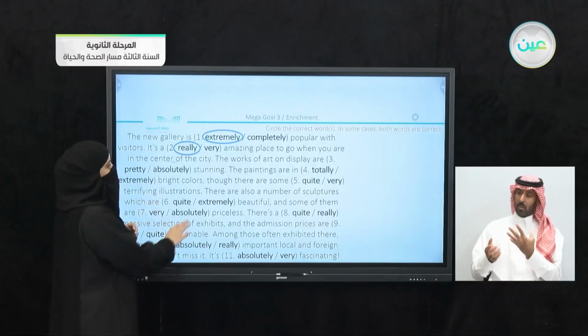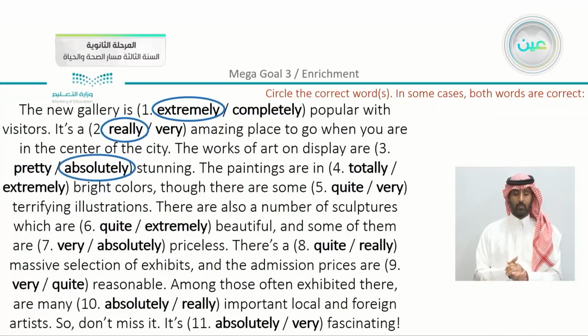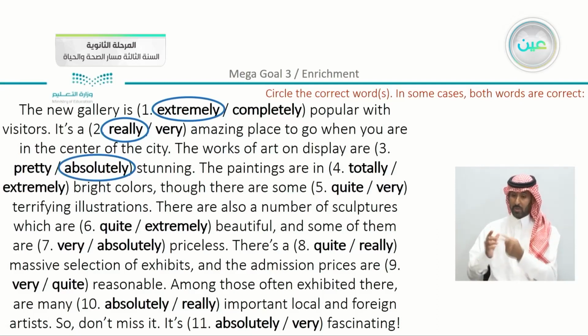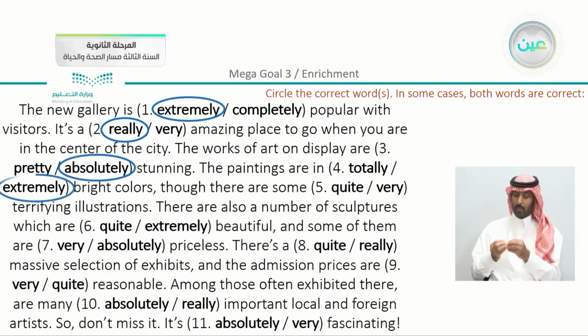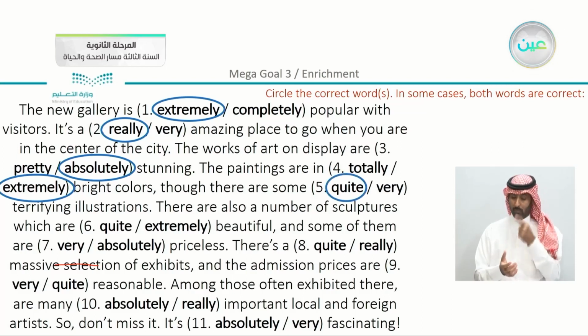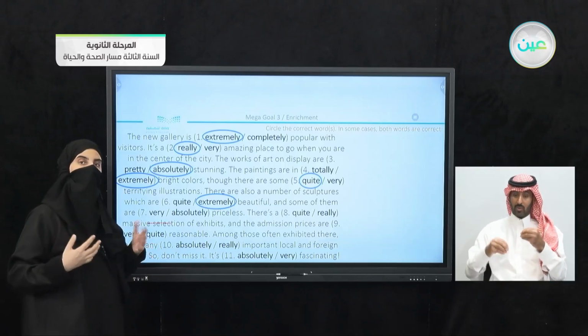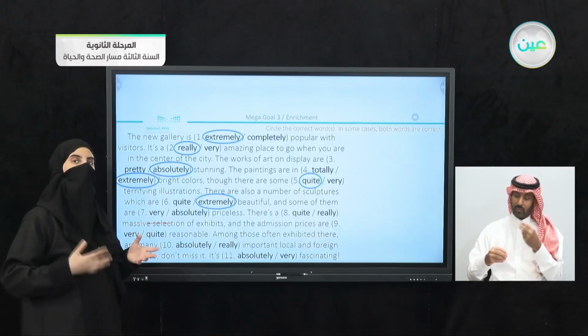So we know that we have here absolutely. The paintings are in totally or extremely bright colors. We can say that we have here extremely. Though there are some quite or very terrifying illustrations, we have here the answer. We have here, yes, quite. There are also a number of sculptures which are quite or extremely beautiful. We have here extremely. So now you know, extremely beautiful is different from saying absolutely stunning.